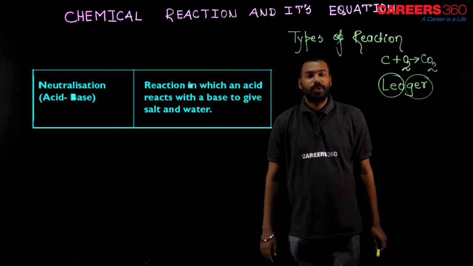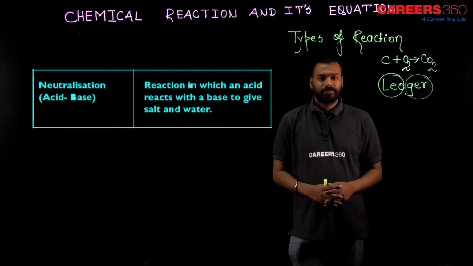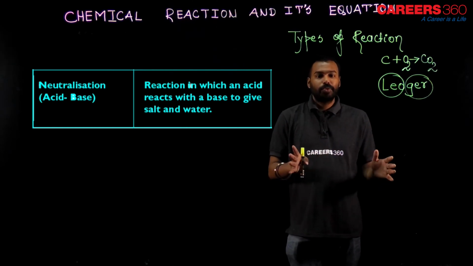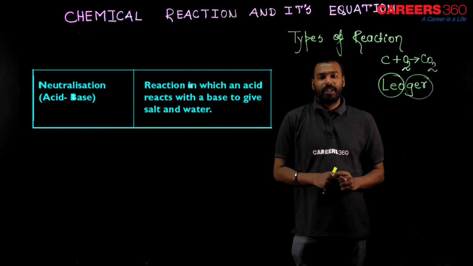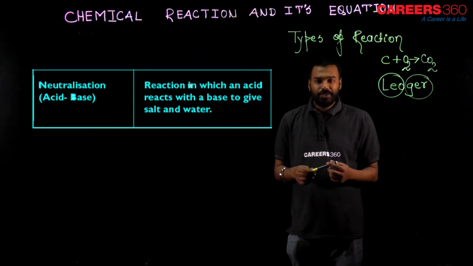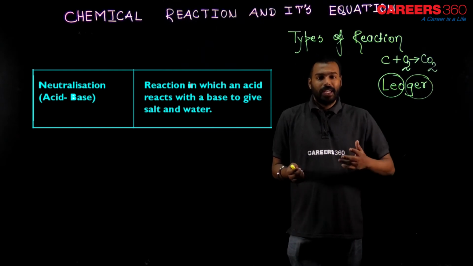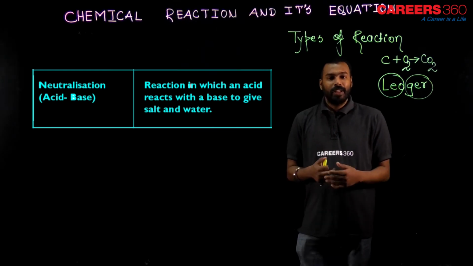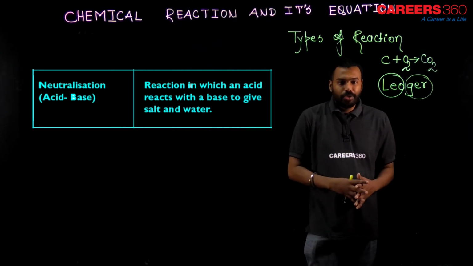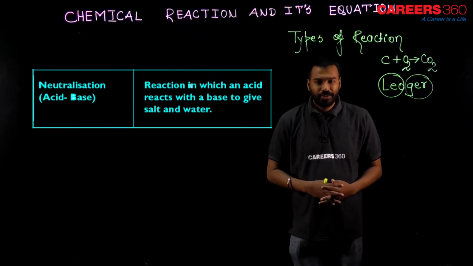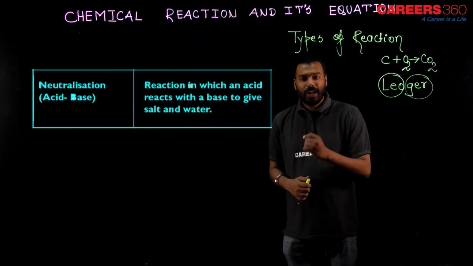Neutralization reaction. What is neutralization reaction? Dear student, you must have heard the words acid and base. When acid and base react, they form salt and water, and that type of reaction is neutralization reaction. You can have any type of acid like HNO3, HCl, H2SO4, and bases like NaOH, KOH, so many varieties. Yes, I will record a separate video on each and every type of reaction.